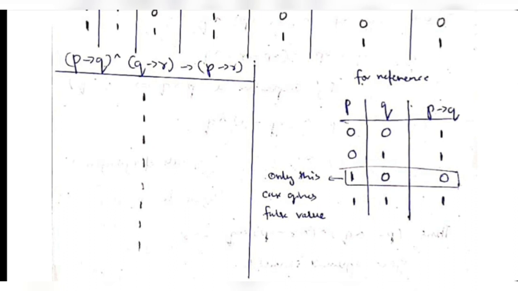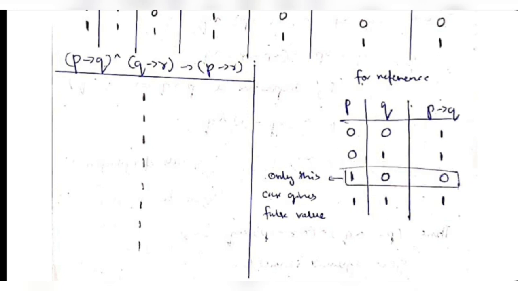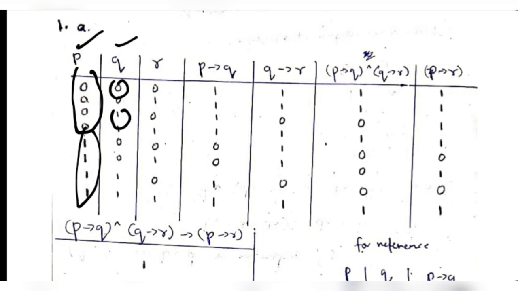Okay, for P and Q, P conditional Q will be true always except this case. In this case, when P is 1 and Q is 0, the final answer will be 0. Okay, keeping this in mind, we'll fill the table. First we will start by writing 4 zeros and 4 ones. That's for the P, and for the Q 2 zeros and 2 ones. Then for R 0 1 alternately.